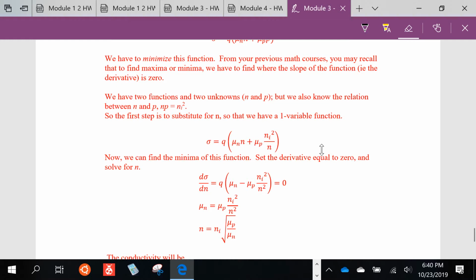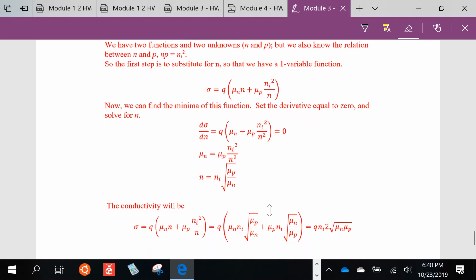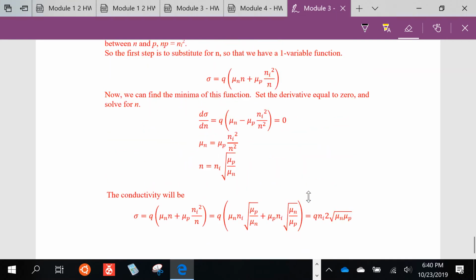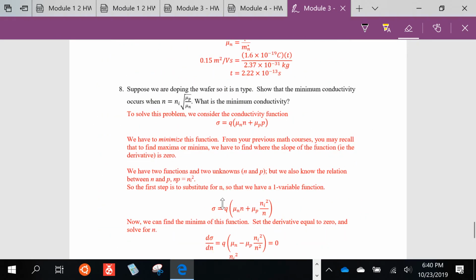So what we did here, this is the second equation, np equals ni squared. We substituted this in, so now our conductivity equation is just a function of one variable, n. Then we minimize that function by first finding the derivative, setting it to 0, and finding the value of n at which the derivative is 0. A lot of this is just a mathematical thing, but conceptually, when you change the electron concentration, you also change the hole concentration. So you have to consider both when you're looking at conductivity.